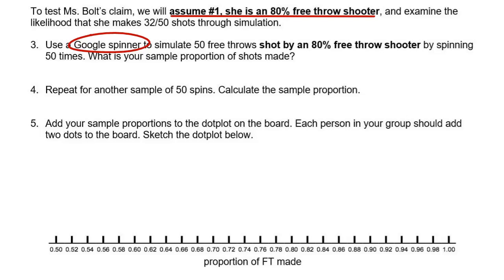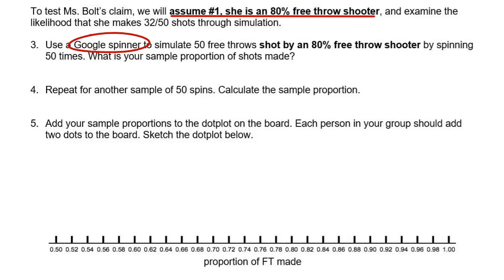So I'm going to go to wheel size. I want 5 numbers. Oh, hold on. I got to change the wheel size here. I'm not paying attention to that one right now. I just need 5 sections on my wheel. So now let's define what means a shot was made.